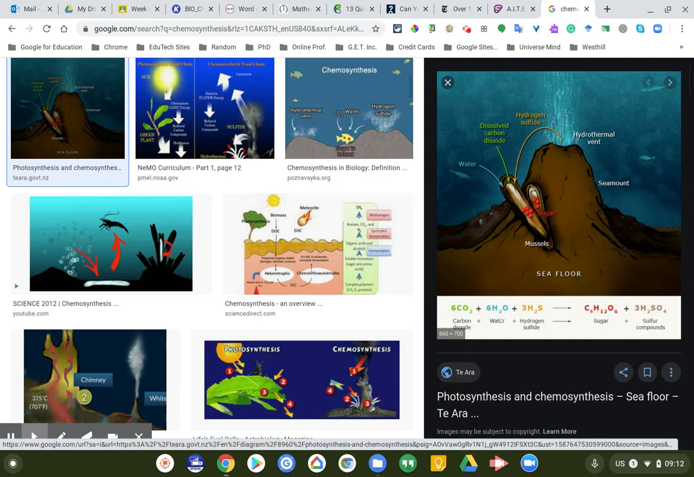When this comes up, we can see that chemosynthesis combines carbon dioxide, water, and hydrogen sulfide, in this example anyway, to form sugar and sulfur compounds. So, Ms. Paulini, I apologize if this is wrong, but this is a pretty good picture here, in my opinion, of chemosynthesis.